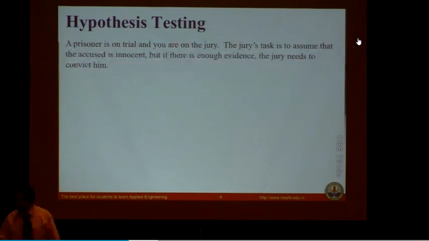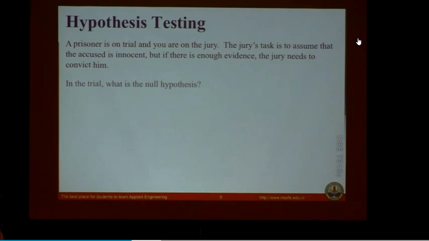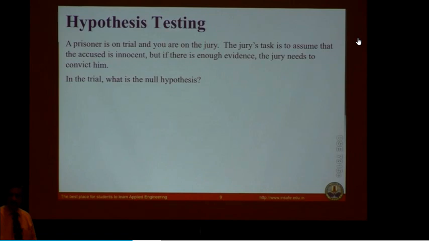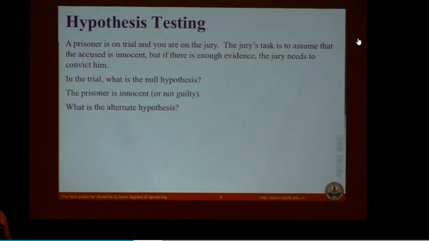Okay, so hypothesis testing is done. A prisoner is on trial, just for fun. The jury's task is to assume that the accused is innocent. That's what we say: not guilty till proven guilty. So there is a hypothesis being made there. What is the null hypothesis? The prisoner is not guilty. That is the null hypothesis. The alternate hypothesis? Guilty. If you have enough evidence, you find them guilty.